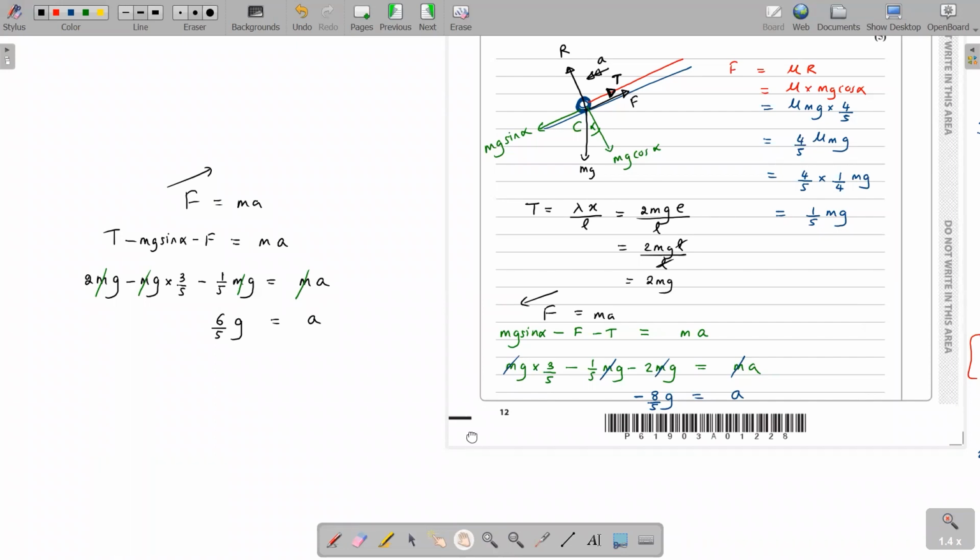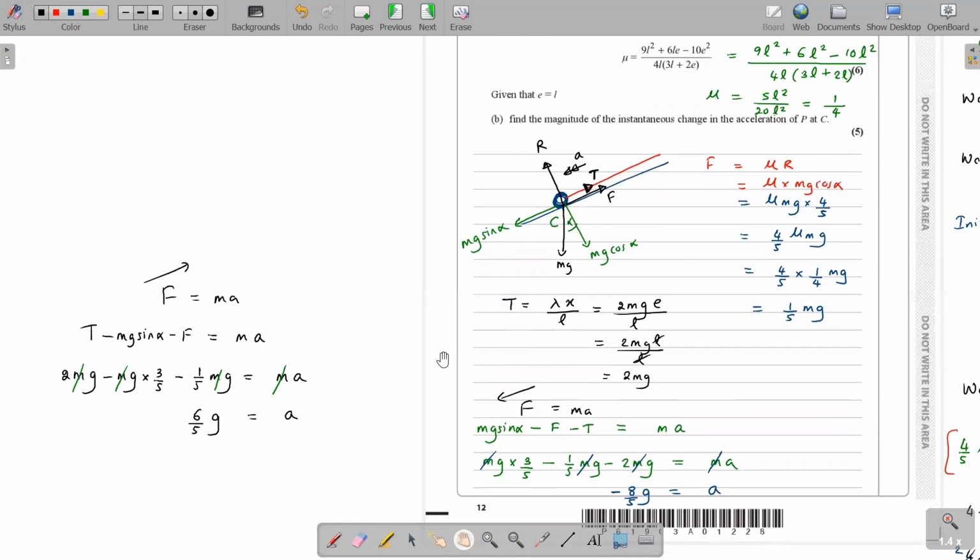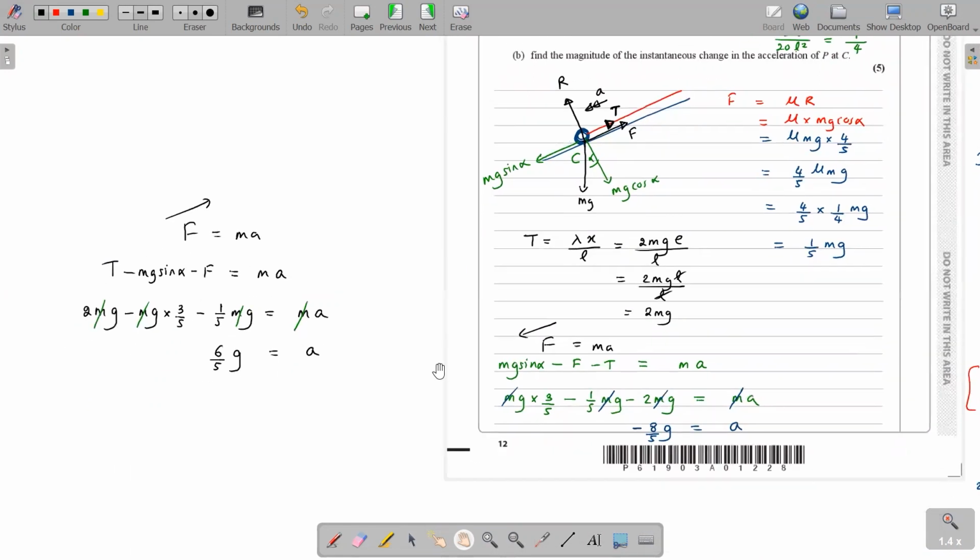They are asking us to find the magnitude of the instantaneous change in your acceleration, right? So now you can see here, the magnitude of the acceleration when you came down, ignoring the negatives, is 8g over 5. What's the magnitude of the acceleration when you're going to go up? 6g over 5. So then they want you to find just the magnitude of the difference. I mean, what's the change in acceleration?